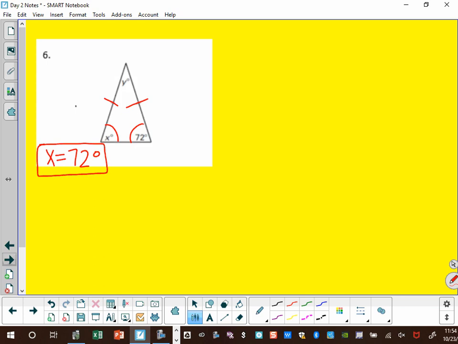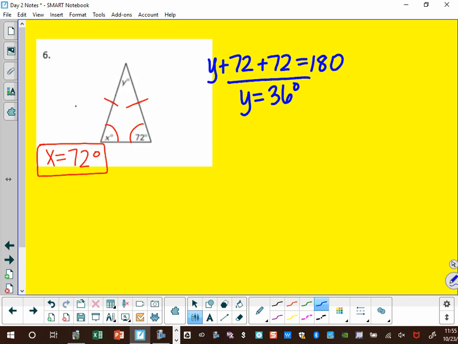So let's find y. We have y plus 72 plus 72 equals 180, because there are two angles that are 72. So now what is y going to be? You can work backwards and do 180 minus 144 equals y, same thing. You should get 36. Y equals 36 degrees.